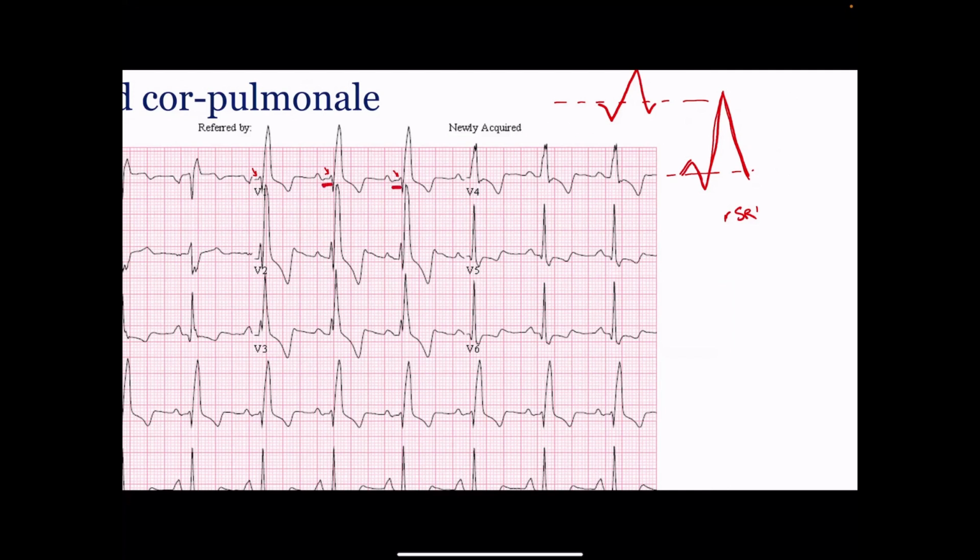These, okay, in V1. And in V6, it's just a normal QRS. Okay, down, up, and down. See how this one dips down first? That's a Q wave, QRS. Is this clear?